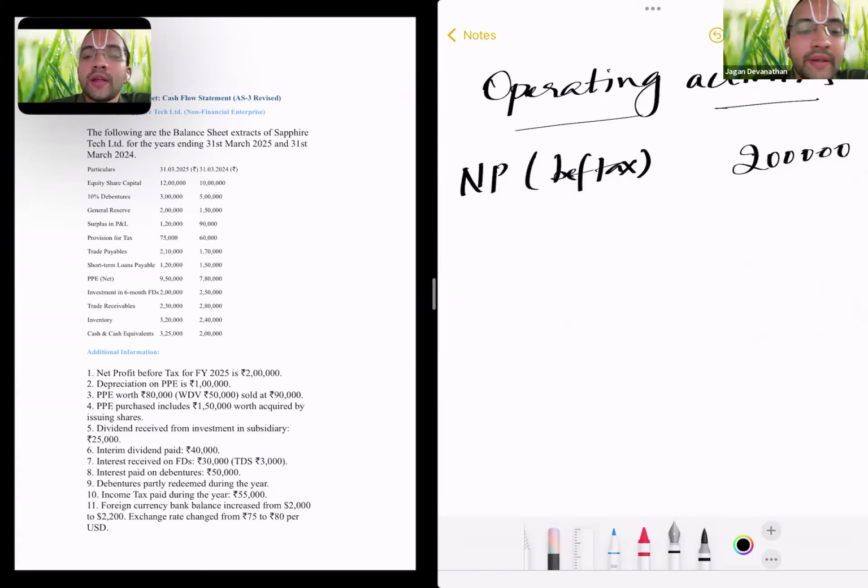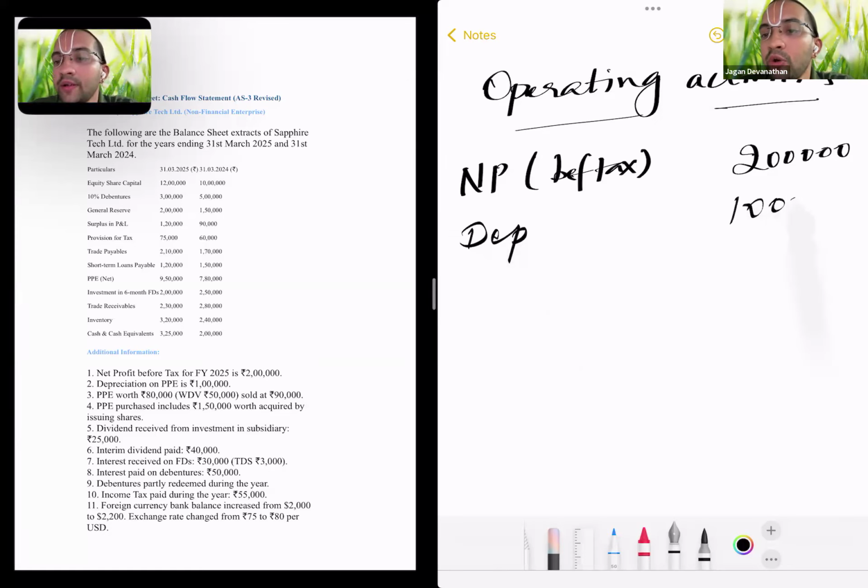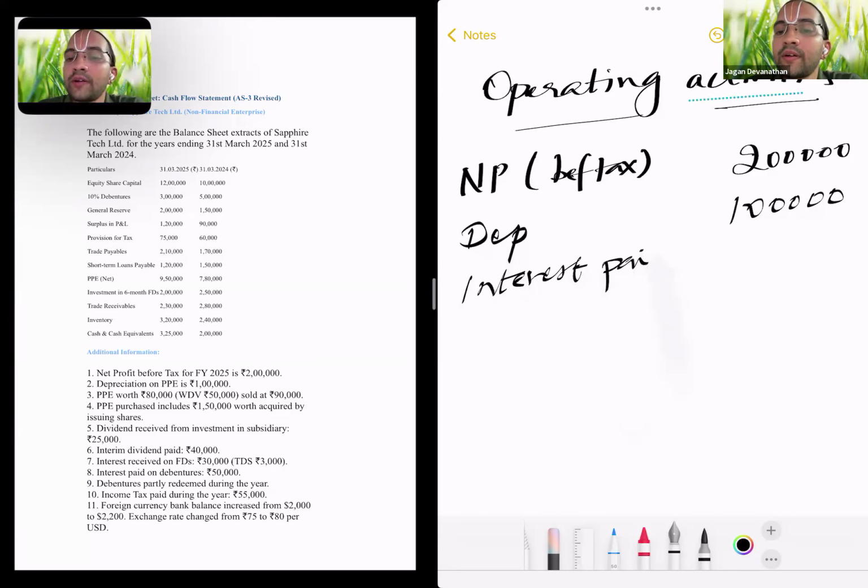Now, let's see. Depreciation is a non-cash item. You add it back because it is already included in this 2 lakhs. Now, interest paid is a non-operating adjustment. It is already deducted in the profit, so you add it back. 50,000.